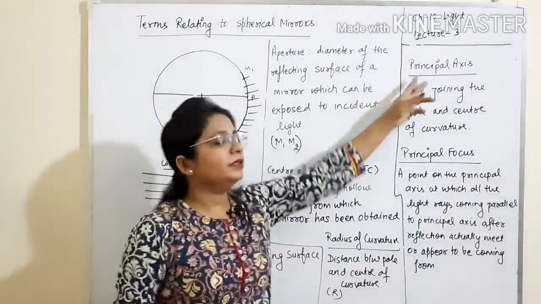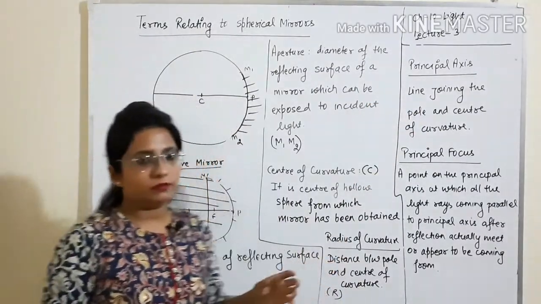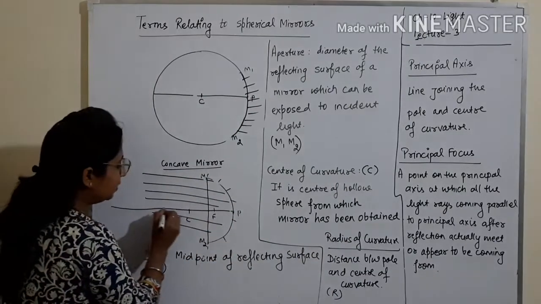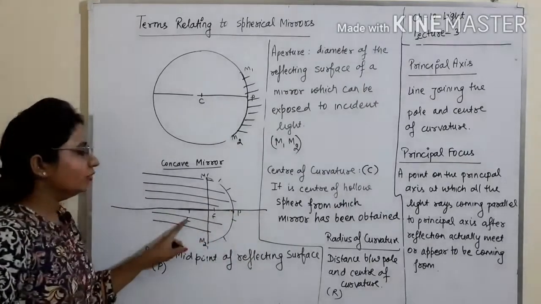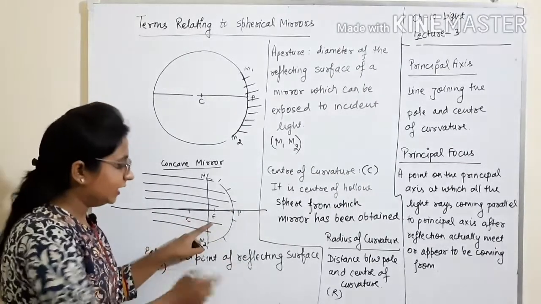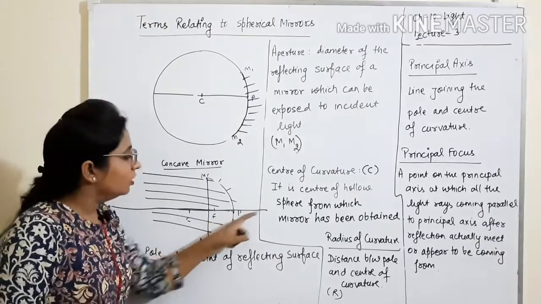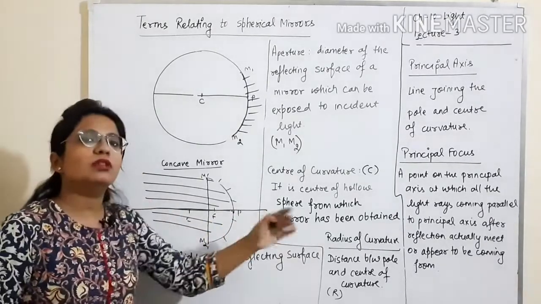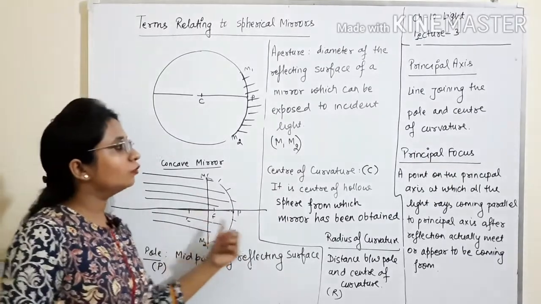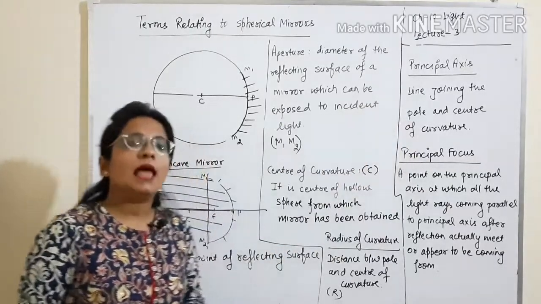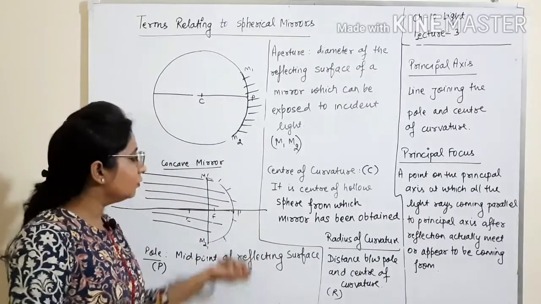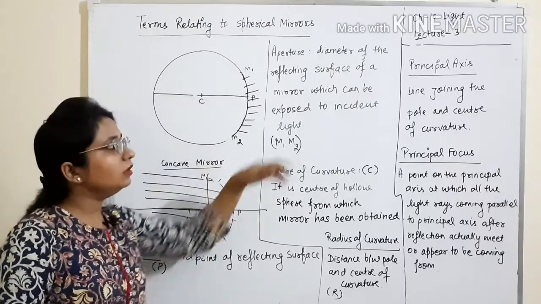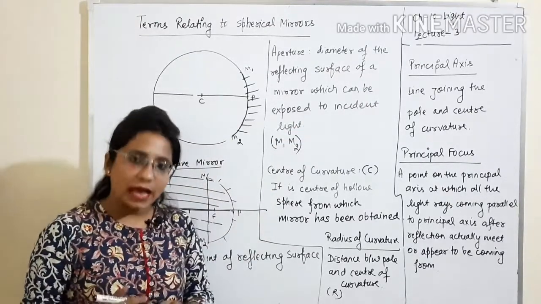Now we have another term, that is principal axis. What is principal axis? An imaginary line which is passing through center of curvature, later we'll do focus, pole. So an imaginary line passing through all these points is called the principal axis. The imaginary line which passes through pole, through focus, through center of curvature, that is called the principal axis.